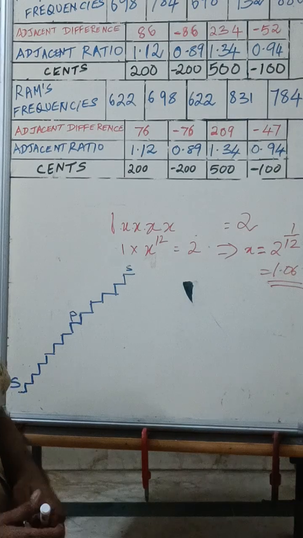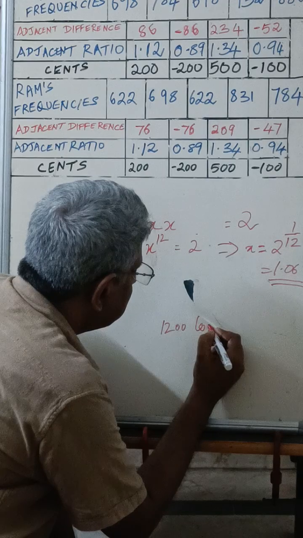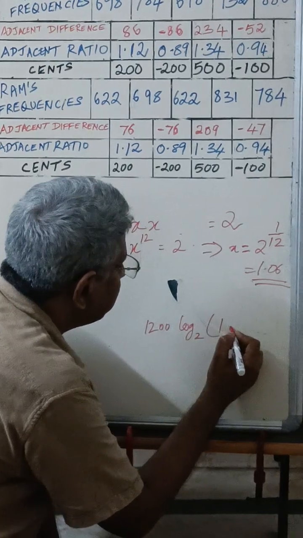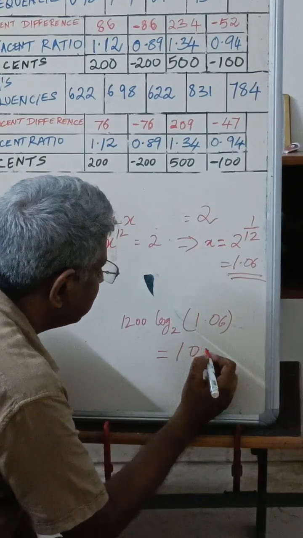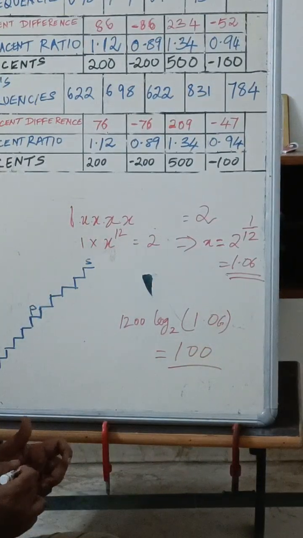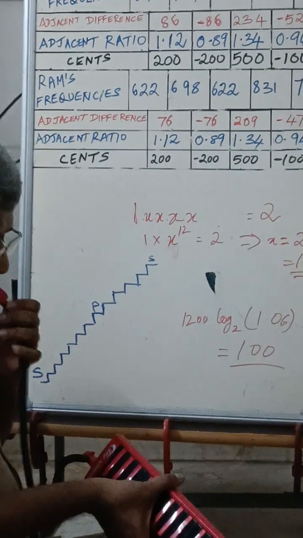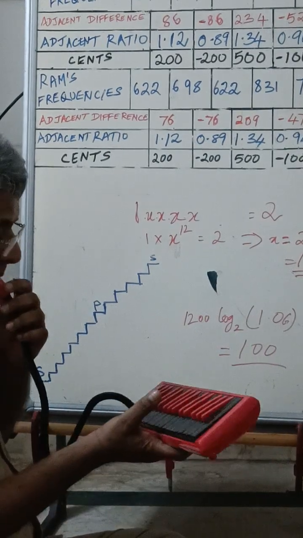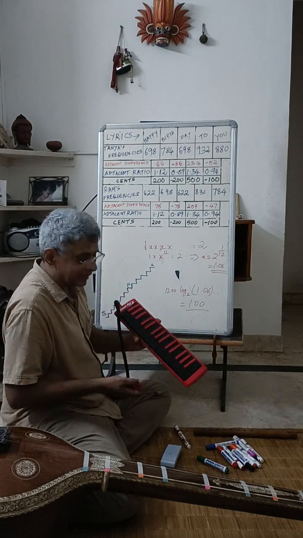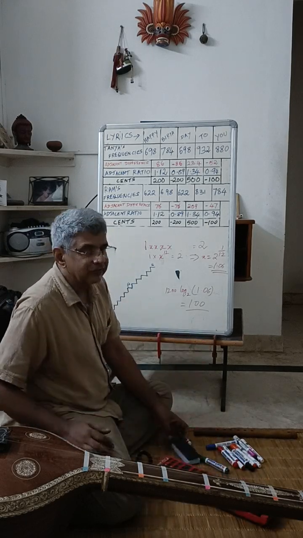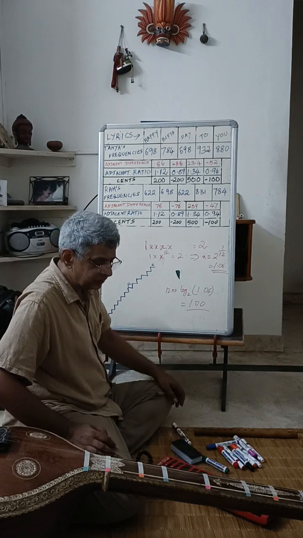So we need to convert that into cents, which is easy, which is 1200 log 2 of 1.06, which we get to be the grand number of 100. That's a cent. That's 100 cents. So that means the difference in cents between successive notes on a chromatic scale is 100 cents. So the cents are very useful also in specifying errors in any frequency.